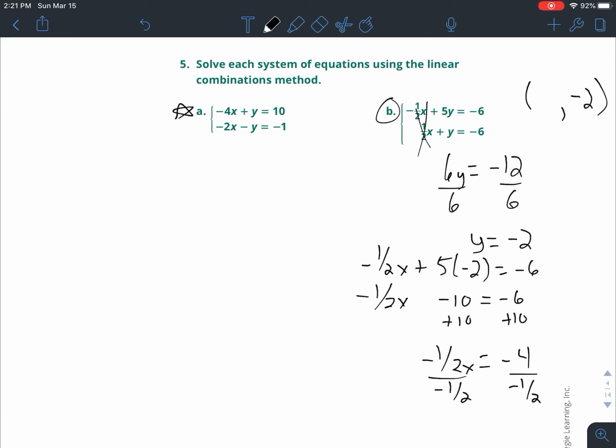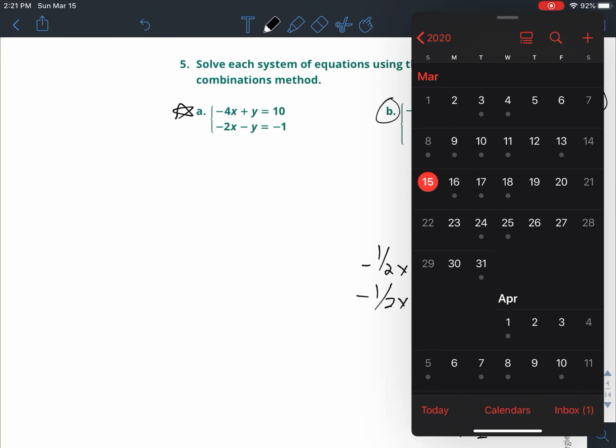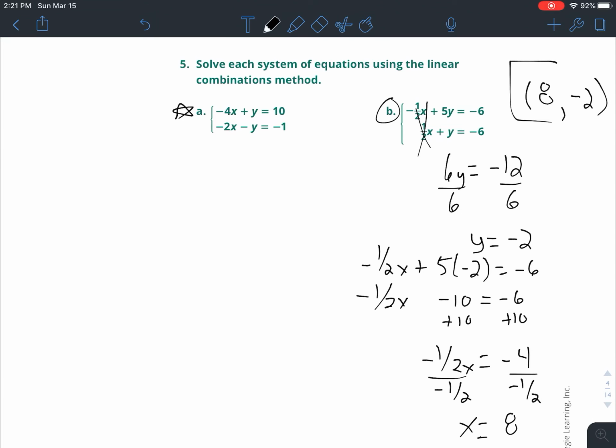And once again, using my handy dandy calculator that you guys have on your app on your iPad, so you should be able to do this. If I take negative 4 divided by negative 0.5, I am left with x equals 8. So my answer here will look like this up in the top corner. My answer for B is right there. Okay, make sure you have that written down, and you have to do A.